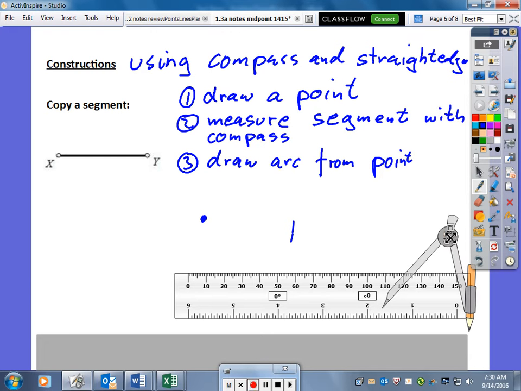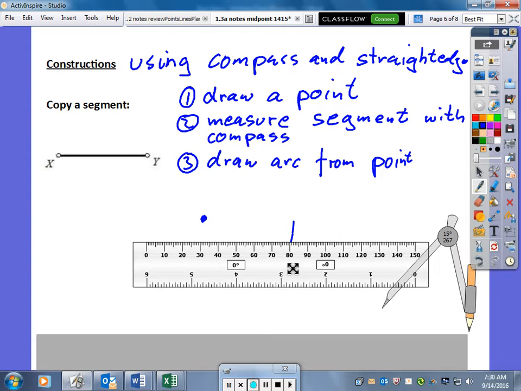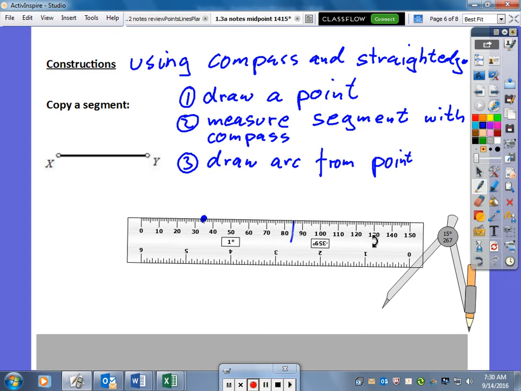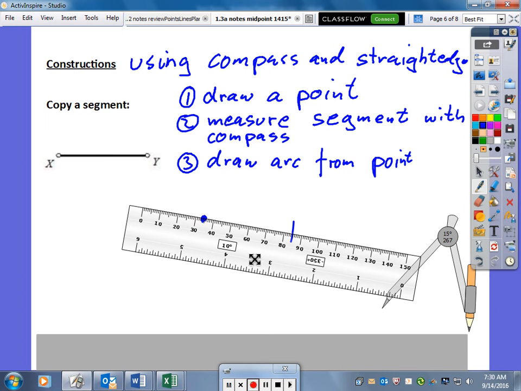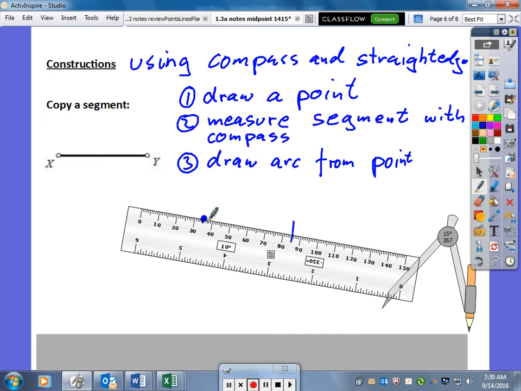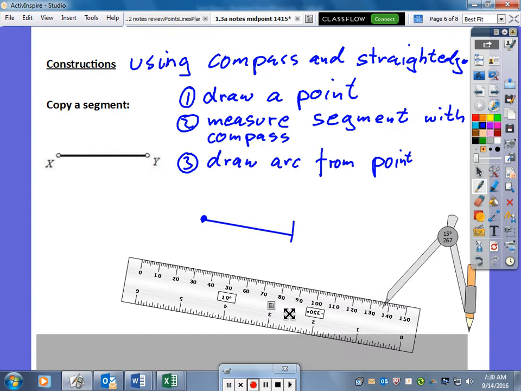And now in our last step, we're going to connect the point with our arc using our ruler. Let's move that ruler over here and turn it. And we can now draw a line from the ruler to the arc. And this line doesn't have to be parallel, or rather the segment doesn't have to be parallel to our original segment, but it should have the same length. So our last step was to connect the point with the arc with a straight edge.